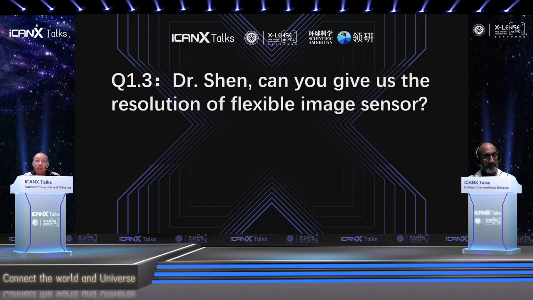But in our work, we show a special idea that we can use nanowires for application in image sensors. And later, we will try to improve the performance and resolution of the flexible image sensors. One thing is to control the density of the nanowires. Another thing is to use a more complicated photolithography process or some other method to improve the resolution. I think the resolution can be improved later.